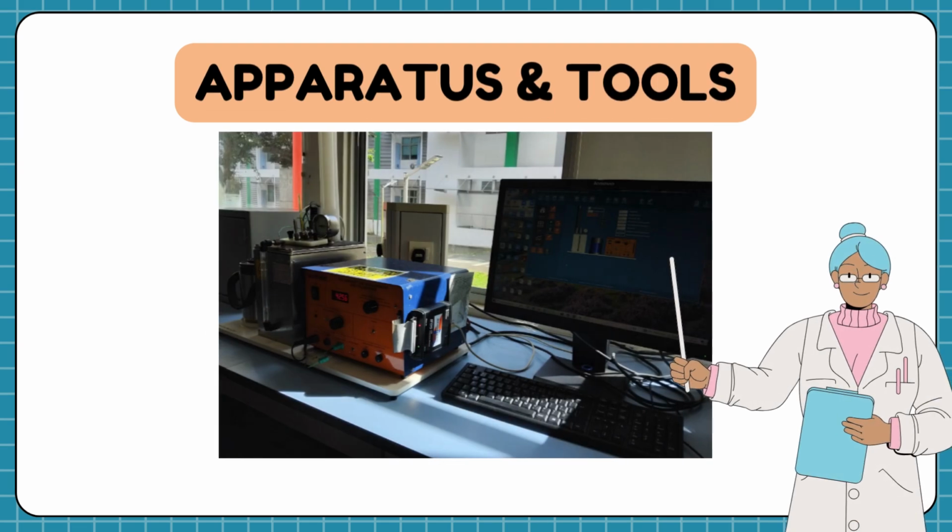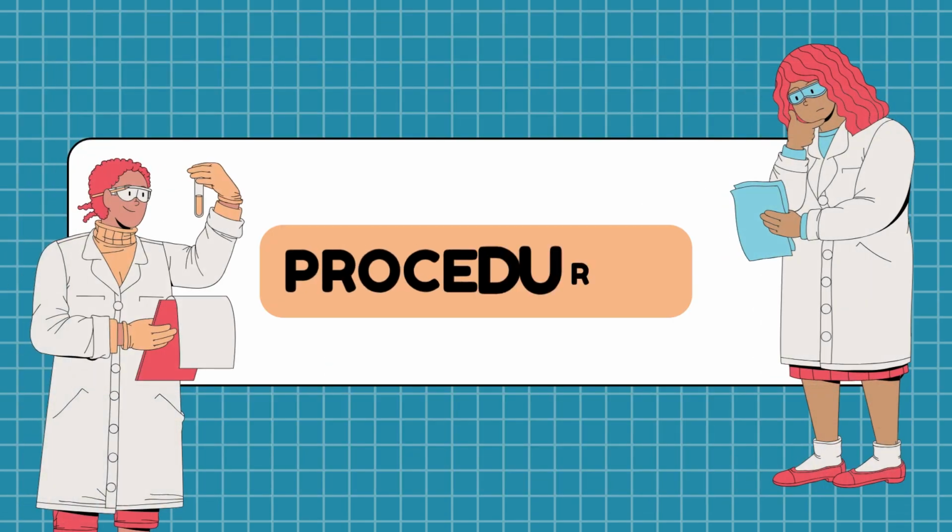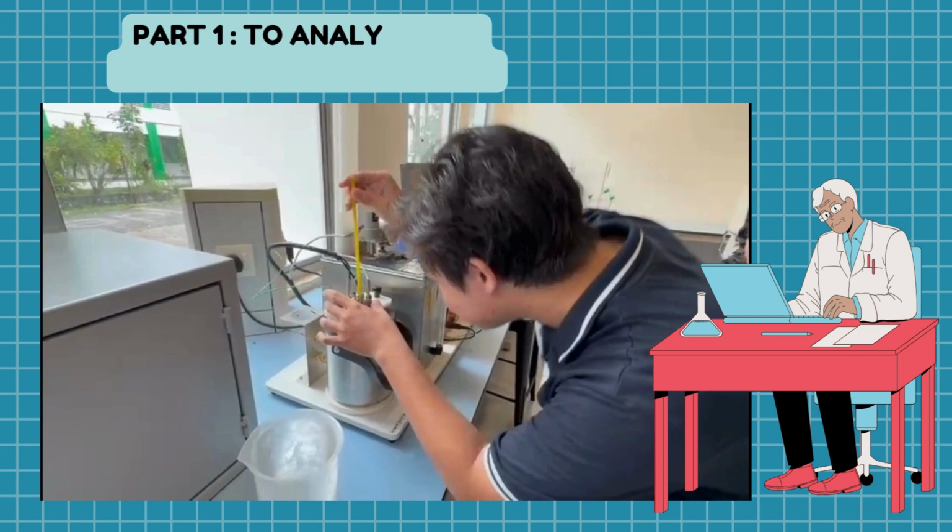This is the apparatus and tools that we use in this experiment. Now let's go to procedures. Part 1: to analyze the accuracy of the sensors.